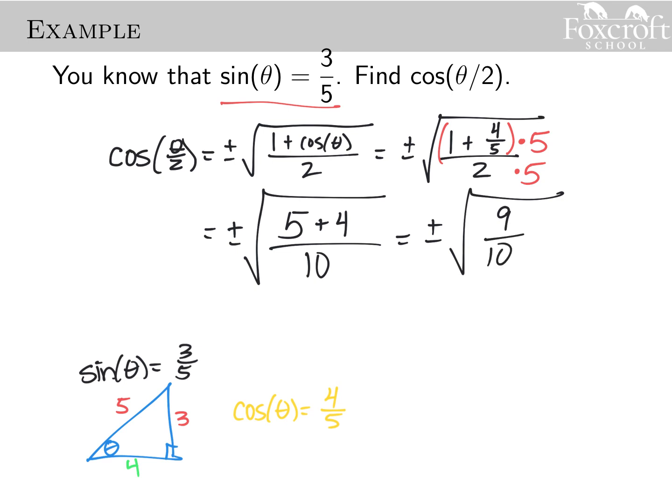So you might see some final answers that look like this. But again, I can split up the square root over that division. And the square root of 9 comes out nicely to 3. So if sine is 3/5, cosine of theta over 2 is plus or minus 3 divided by the square root of 10. If sine is positive, we're in quadrant 2 or 1. And if we cut those angles in half, it's probably going to end up in quadrant 1. So chances are this final answer is just the positive version, 3 divided by the square root of 10.